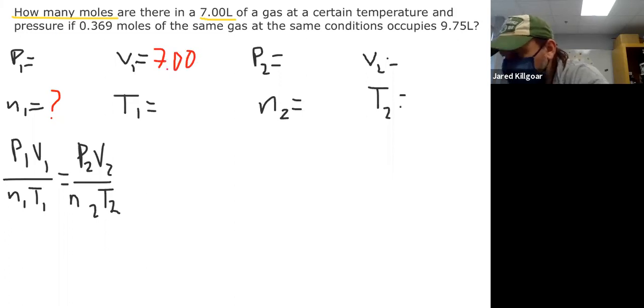Of a gas at a certain temperature and pressure, if 0.369 moles of the same gas at the same conditions occupies 9.75 liters. So I have a second number. I'm asking for a number of moles at a certain volume, if 0.369 moles of that gas at that same temperature and pressure occupies 9.75 liters.